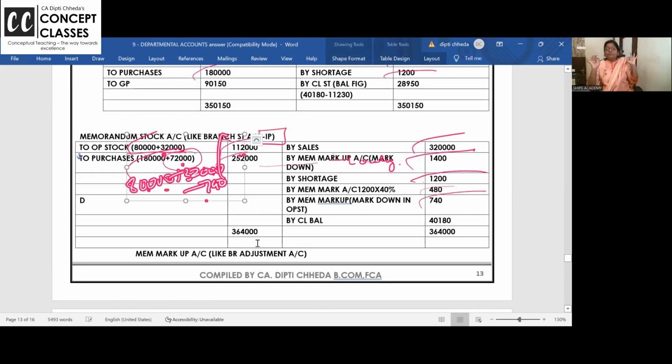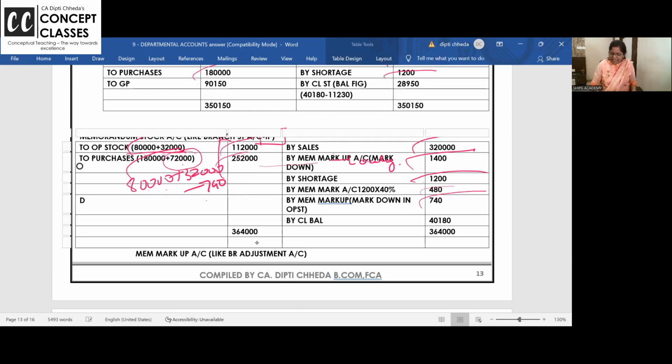Now come to memorandum stock account. Look at the flow. Opening stock, purchase, sale, markdown, shortage, transfer, सब हो गया. So what is your closing stock? 4180. Now all of you should know, आया तो loading के साथ, गया तो loading के साथ. So remaining also with loading. 4180 should also be with loading.